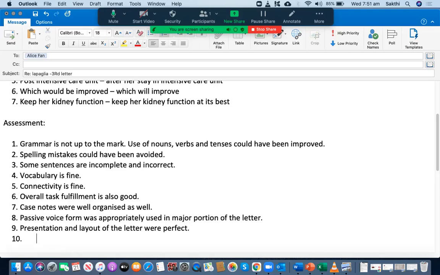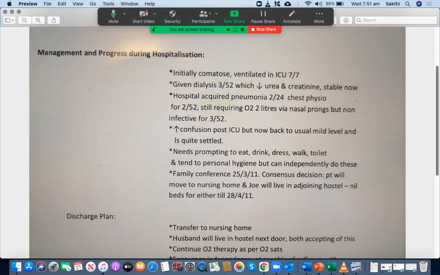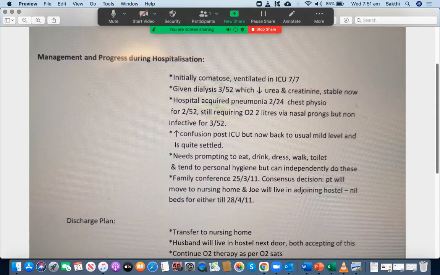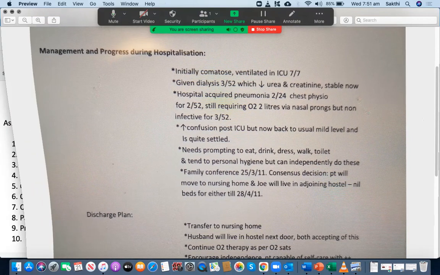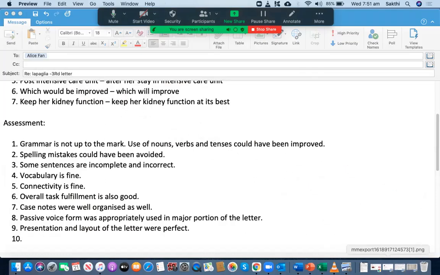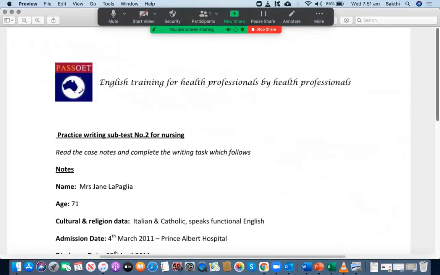Now let's go through the case notes to identify whether you have included all the relevant case notes or not. Okay, that's the first page. All right. Management and progress during the hospital. No, sorry, that's the second page. All right, let's go to the first page now. All right, okay.